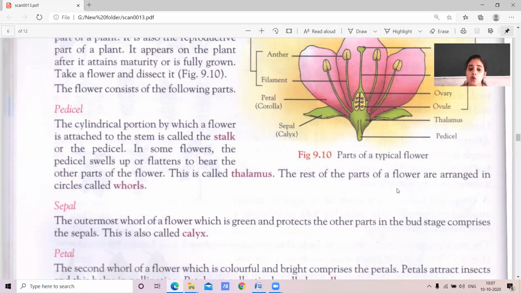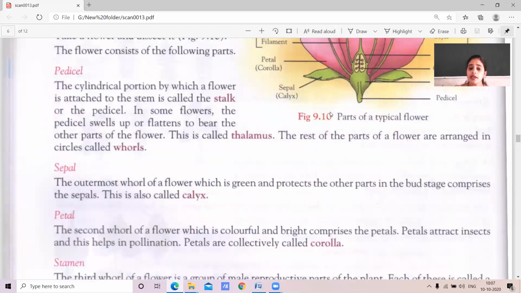It is the outermost part of the flower, which is green in color and protects the other parts in the bud. This is a sepal, also called calyx. Okay, now children, if we come to the next, the petal: above the sepal, we can see the petals. The flowers have petals, or we call it corolla.